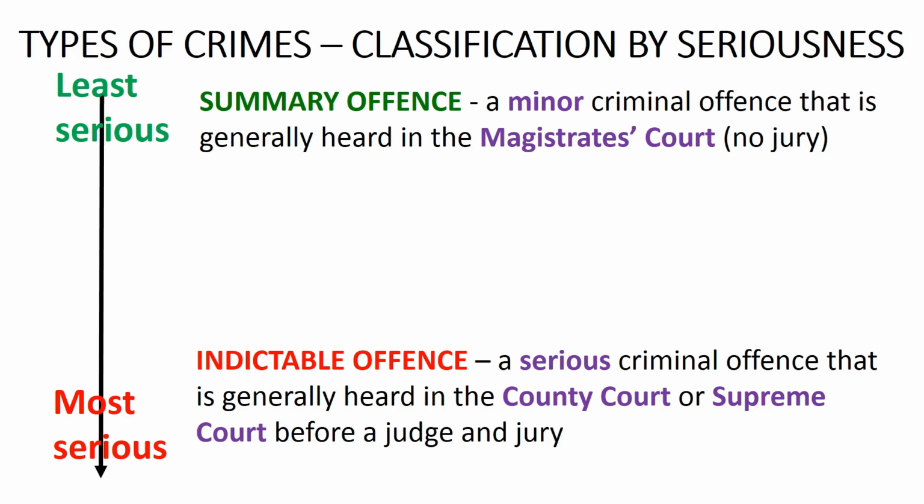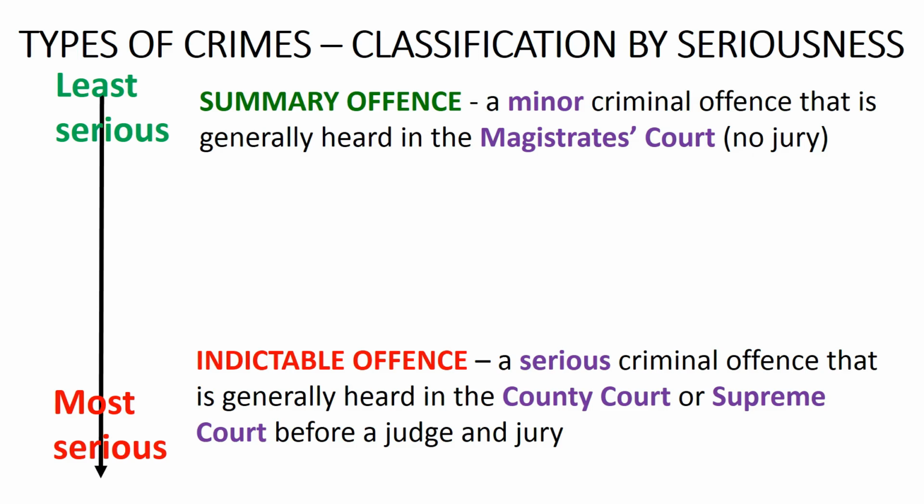Now, all criminal trials in the county court and the Supreme Court have a jury. It is the role of the jury to decide whether the accused is guilty or not guilty of an indictable offence. If the jury finds the accused to be guilty of an indictable offence, then it is the role of the judge to decide the punishment that is to be imposed on the accused for committing that indictable offence.